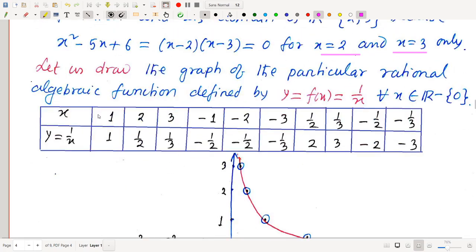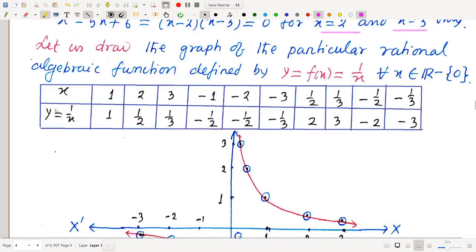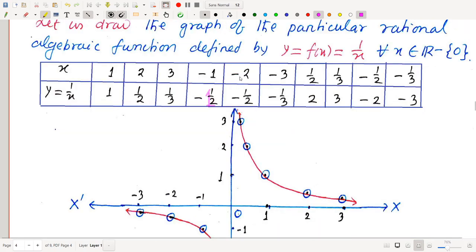Now this time what we see, x and y is 1 by x. So when x is 1, 2, 3, y is 1, 1 by 2, 1 by 3, like that. When x is minus 1, minus 2, minus 3, y is minus 1 by 2, minus 1, minus 1 by 1. Sorry, this should be minus 1. This should be minus 1, not 1 by 2. This is just minus 1. Minus 2, minus half, minus 3, minus 1/3.